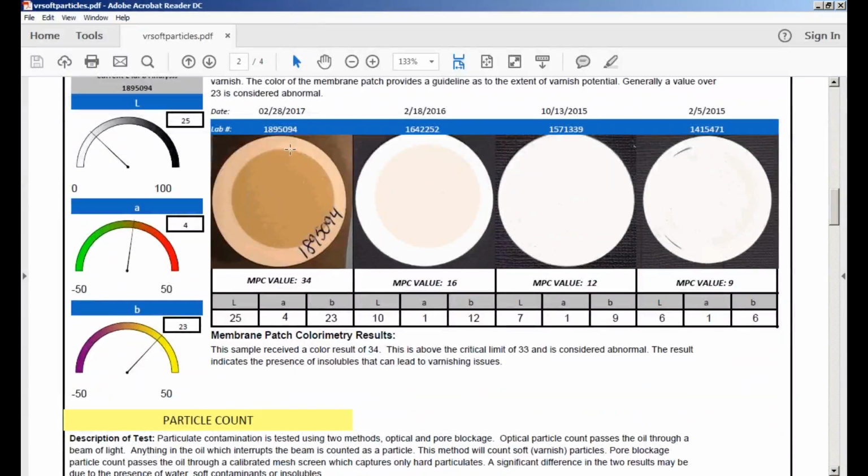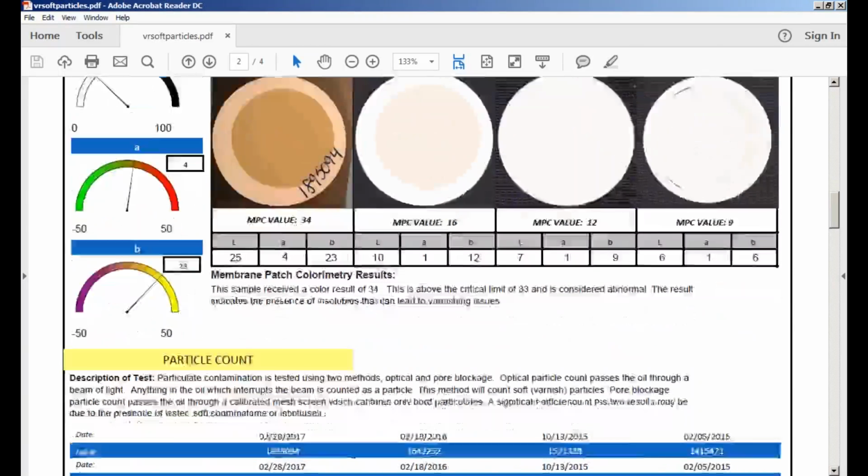So here's our most recent MPC on the left side, 1895-094. It's got an MPC value of 34. Yep, that's in the critical range. It's been fairly clean in the past. Look at these previous ones, although the sample interval is 1 year, at least with the previous one. But it looks like it was going along, and then just recently we're starting to see some issues. So let's see if we can figure out what's going on with it. So we have a high MPC.